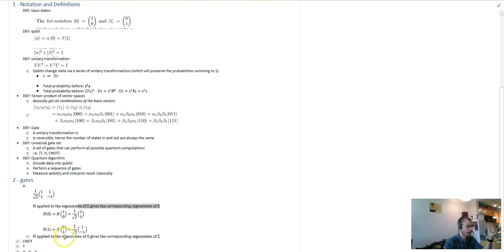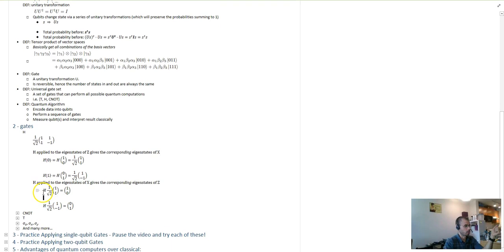Now H applied to the eigenstates of X gives the corresponding eigenstates of Z back. So you can test this out. Now, if we take an eigenstate of Z and we go to an eigenstate of X, and then we do another Hadamard and we go back there, that must mean that H times H is the identity, right? Because we end up back where we started. And you can check that fairly trivially. Multiply this by itself, and you will get the identity. So, pause the video and verify that for yourself.